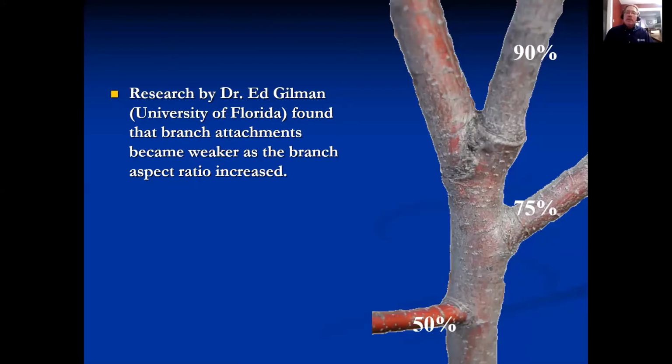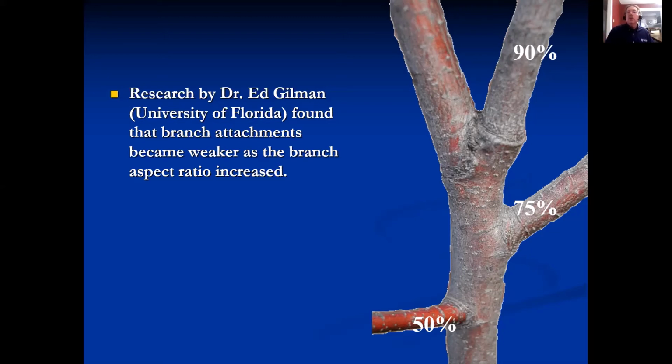Now, some research that's been done looked at how much force it takes to break branches. This is what we call branch aspect ratio, okay? So the branch that's 50%, right? That's half the diameter of the trunk, tends to have a strong attachment, tends to have a good branch collar. The one at 75 is nearing codominance, but it's not a codominant stem yet. It has some branch collar. It takes less force to break, but it's not as strong as the one that's half the diameter, but still not terrible.